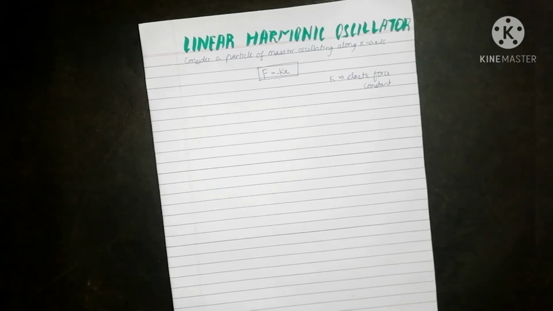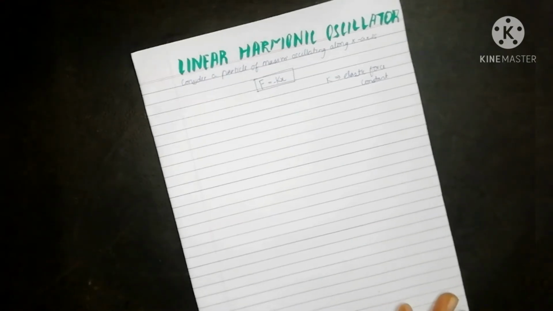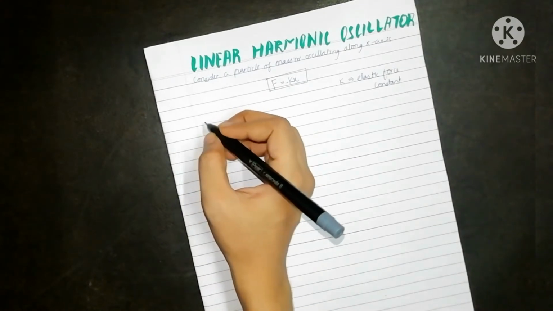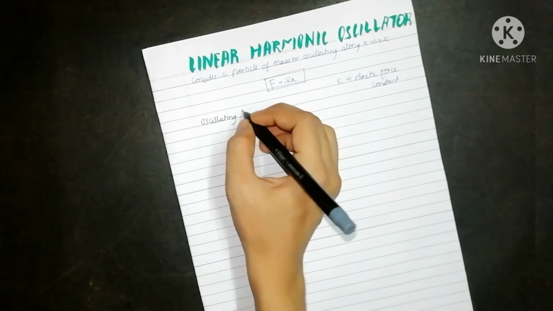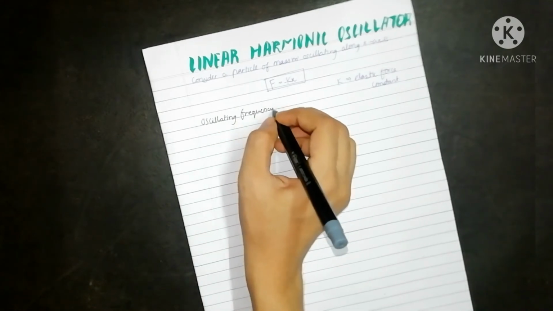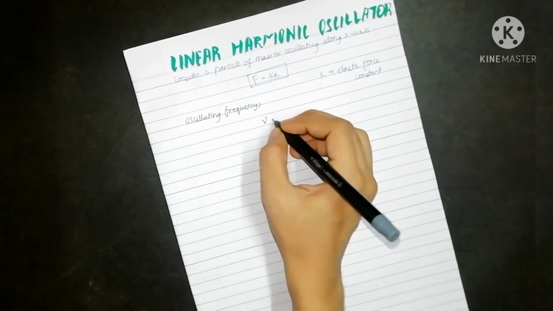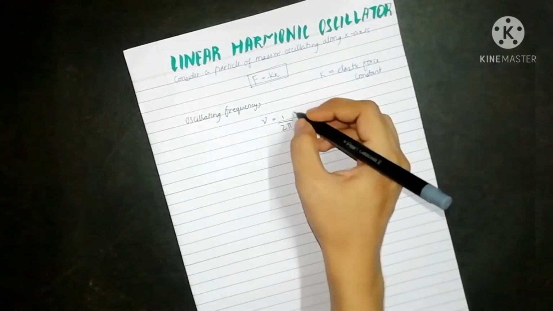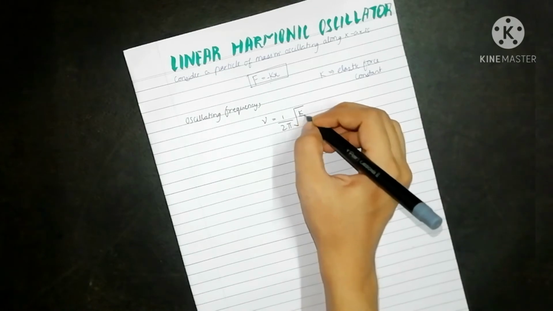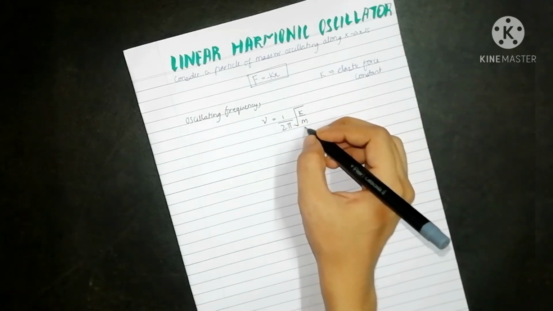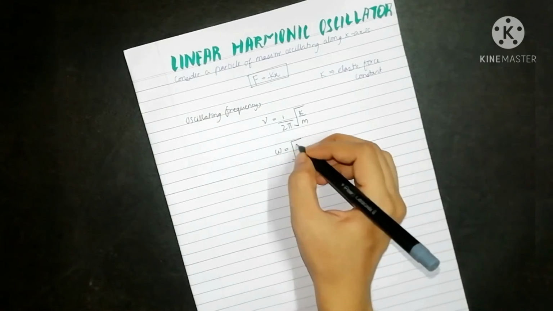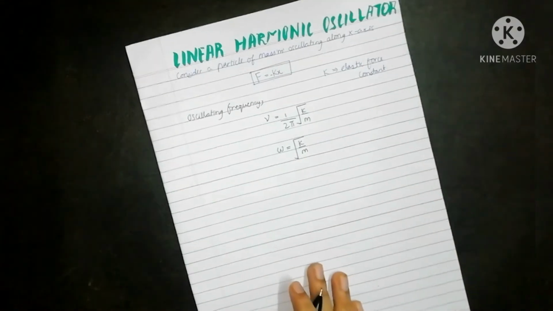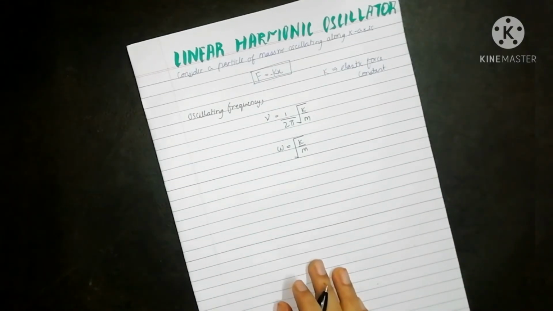As you know, the force is given as F = -kx, where k is the elastic force constant. So if the particle is oscillating, it will have an oscillating frequency. The oscillating frequency is given as nu = 1/(2π) √(k/m). This √(k/m) is nothing but omega. So I can write omega = √(k/m). Now this was about frequency.